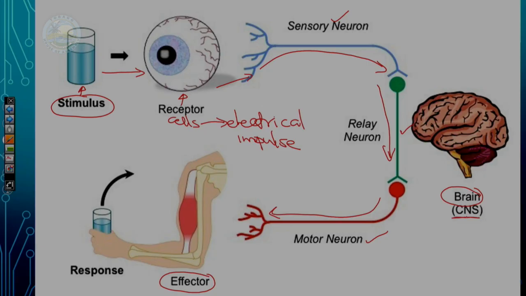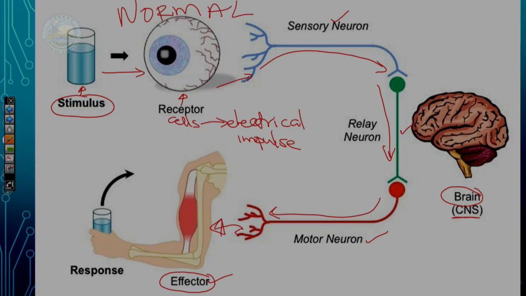So your effectors now are going to receive the electrical impulse from the motor neuron, and then this effector is going to have some kind of response. So whether you're going to lift your arm up to pick up the glass, because your response is now to take up the glass to perhaps have a drink of water to help with the problem of the thirst. So this is for a normal response to a stimulus.